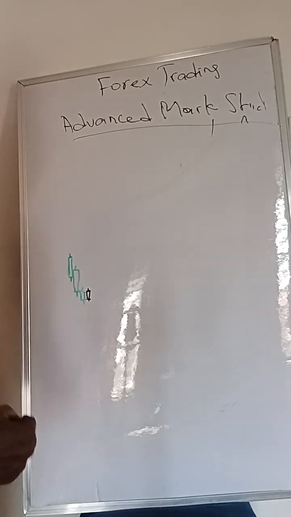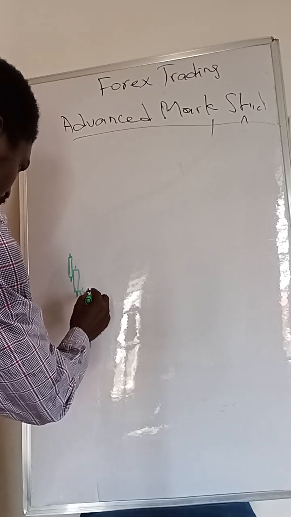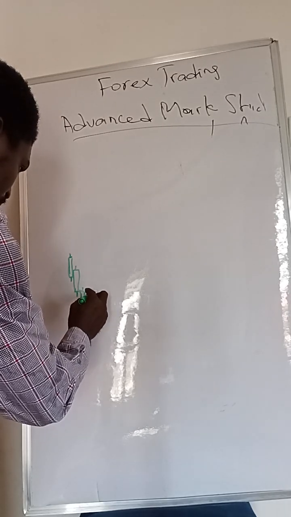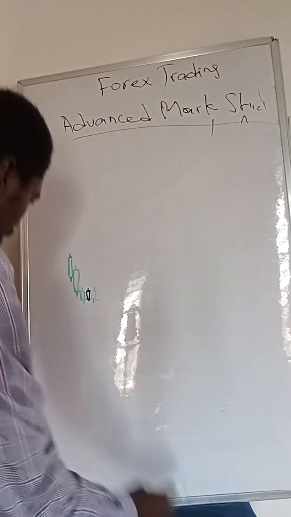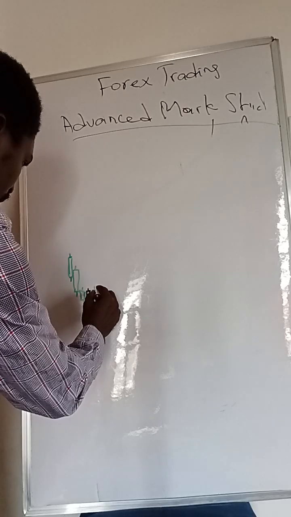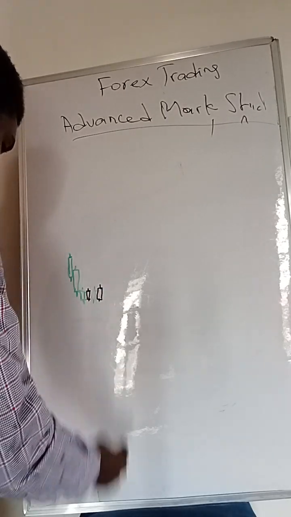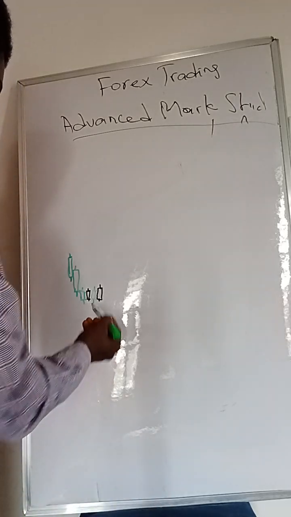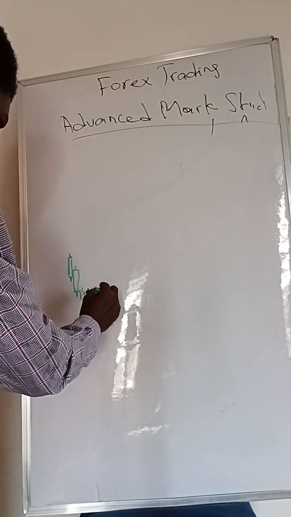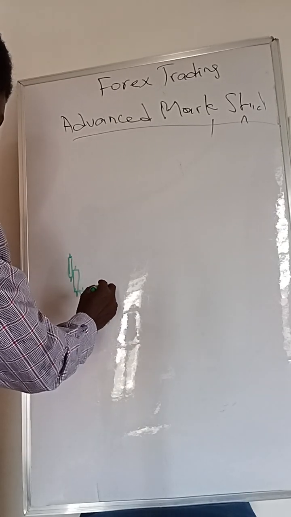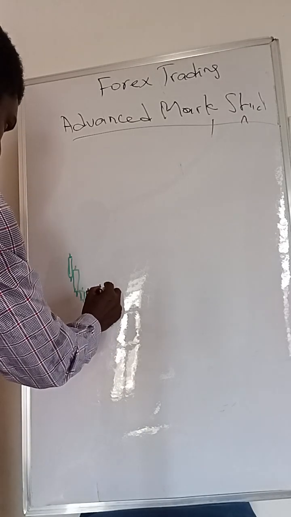We have this one, then we have another sell candle that is pushing it down. We have another buy candle that wants to go up. We have another sell candle that is pushing the price down. Then suddenly we have a buy candle.